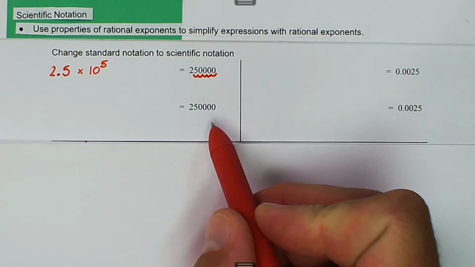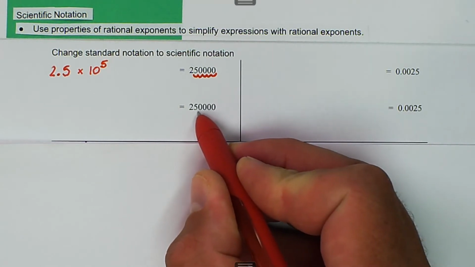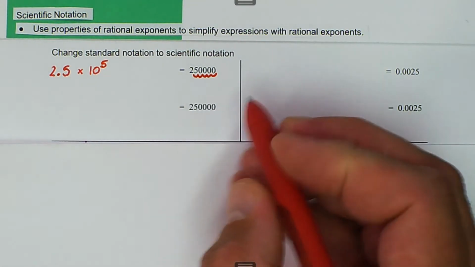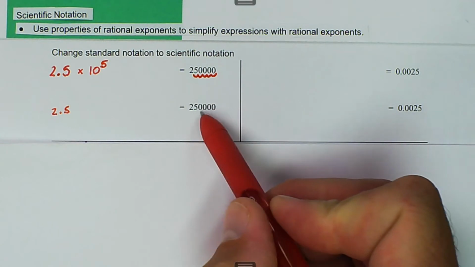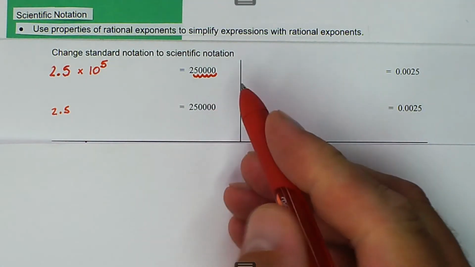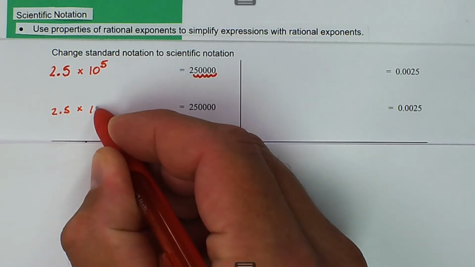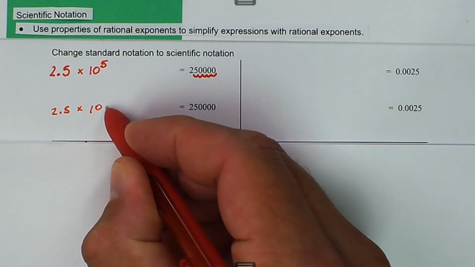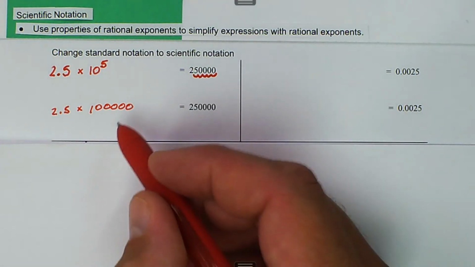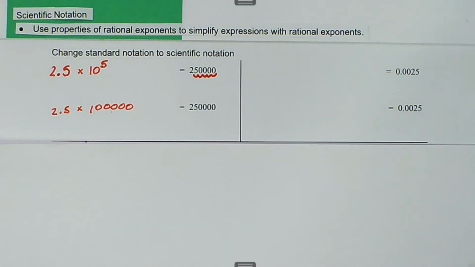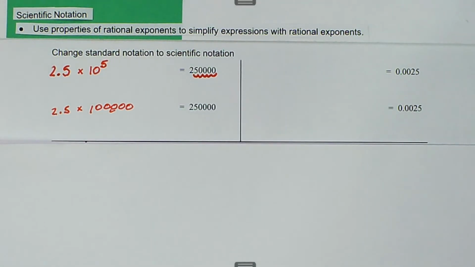Another way that we could think about it is, what would we have to multiply by in order to get to 250,000? So if we had 2.5, because we know what that's going to be, what would we have to multiply in order to get there? So we'd have to multiply by 100,000, so that would get us to 250,000. So that is 5 zeros.